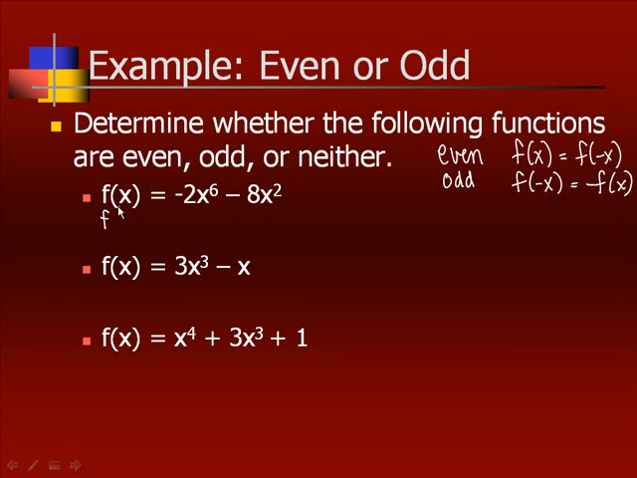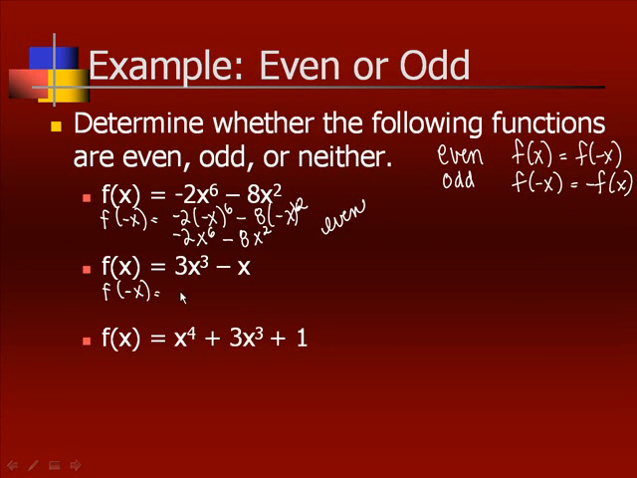There's f of x. F of negative x would be negative 2 times negative x to the 6th minus 8 times negative x to the 6th. So that's going to be negative 2, and negative to an even power is just going to be positive. Minus 8, and negative, that was a 2, and negative to an even power is just going to be positive. We get exactly the same thing. Therefore, this function is even. Let's do the next one.